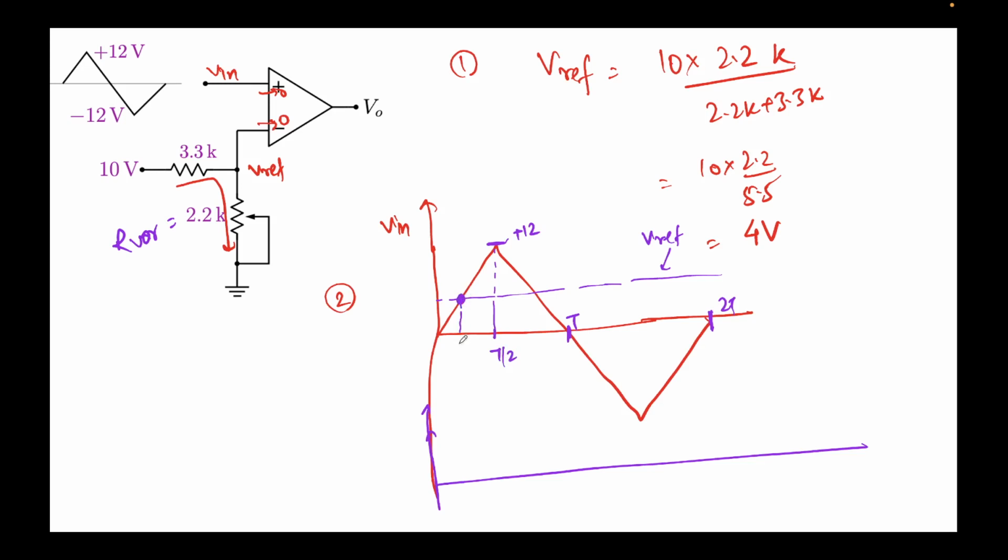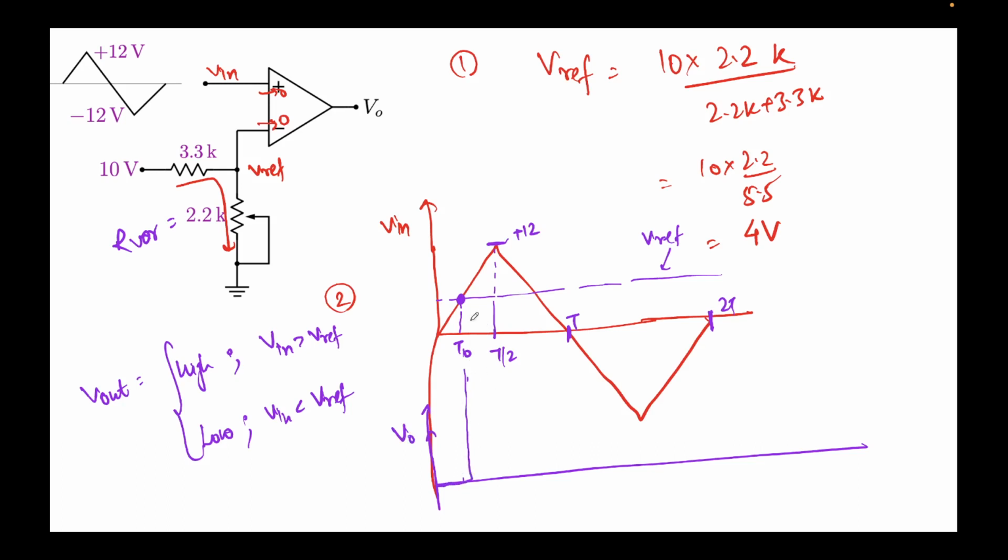We'll assume this crossover time as T naught. Now consider the time between 0 and T naught. Now I'll write V out equal to high. When is it high? When V plus, which is Vin, is greater than V minus. V minus is nothing but Vref, which is 4 volts, and it is low when Vin is less than Vref. So in this portion from 0 to T naught, Vin is less than Vref, so V out will be 0 in this time.